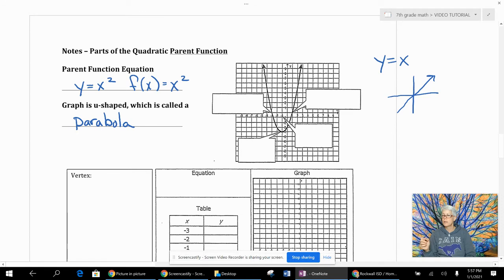And that's because, let me just make up some numbers. -1 times -1 is 1, and 1 times 1 is 1. 2 times 2 is 4. -2 times -2 is 4. So when you're squaring a number, it always ends up positive. So you end up with these U-shaped lines instead of a straight line, like a linear line.